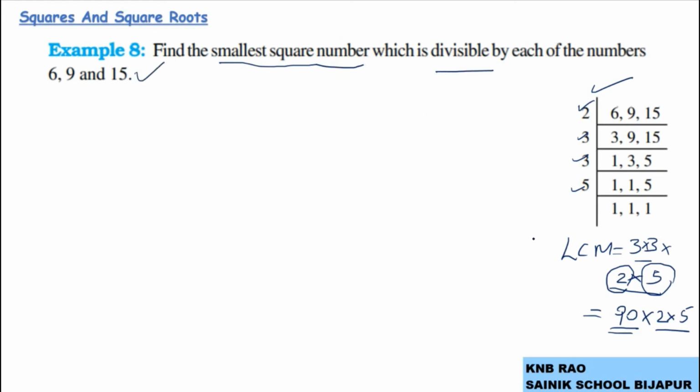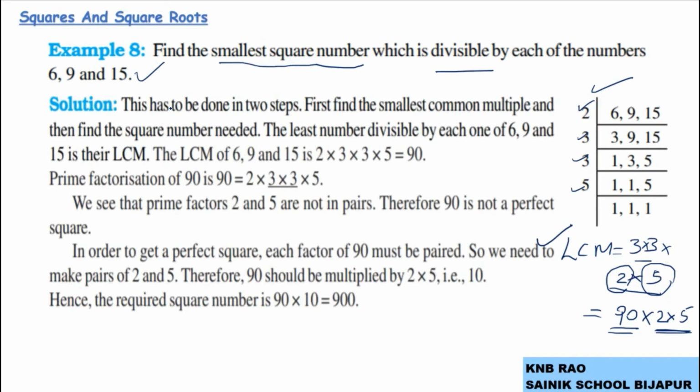So to find the smallest square number which is divisible by these numbers, first we have to find the LCM and see whether it is a perfect square or not. If it is not a perfect square, we look for the prime factors to be multiplied to make it a perfect square. Finally we get the perfect square which is divisible by the given numbers. So the answer would be 900. This is the procedure of thinking. I explained to you the procedure of thinking, children.